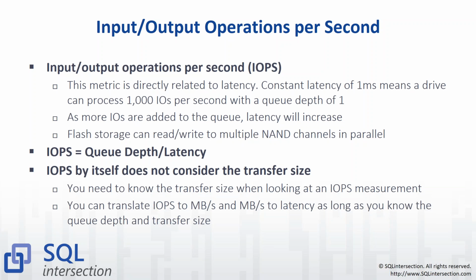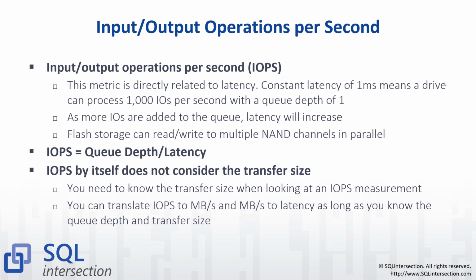And as you add more IOs to the queue, your latency tends to increase, especially with magnetic storage. That's one of the main advantages of flash storage, it can read and write to the multiple NAND channels in parallel. Plus there's no moving parts with flash storage. So IOPS is just your queue depth divided by your latency. It doesn't tell you what the transfer size is, which could be lots of different values, and you need to know what the transfer size is when you're looking at an IOPS measurement.